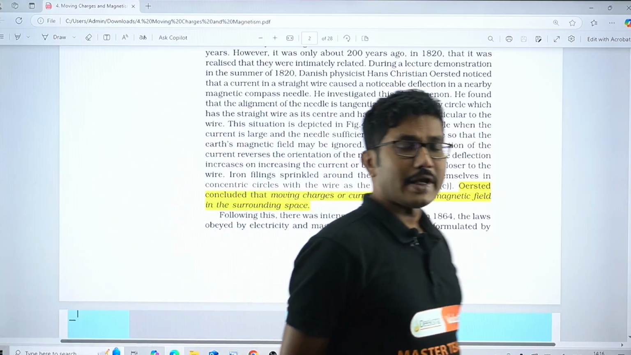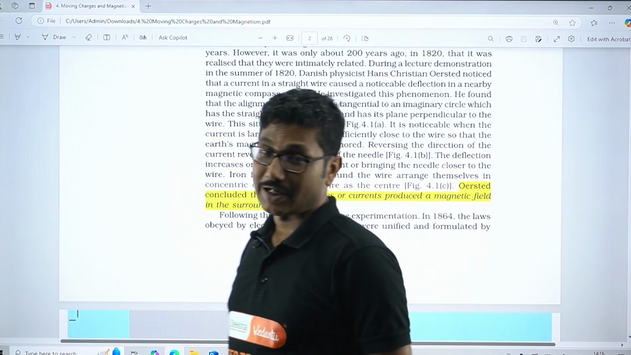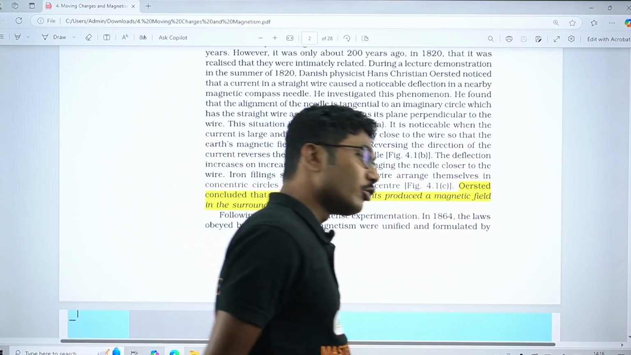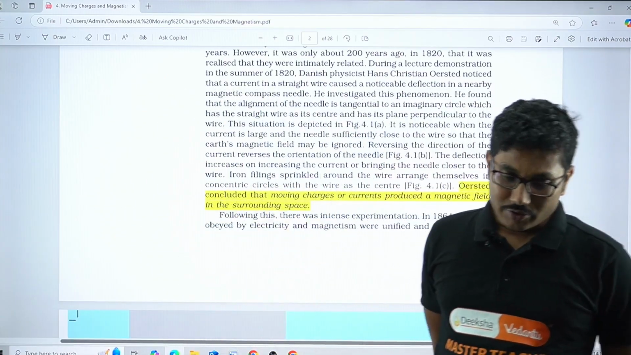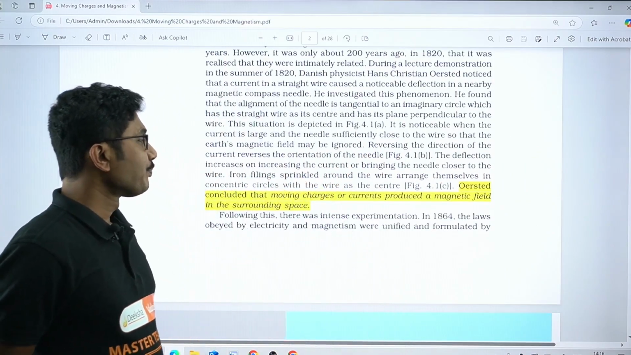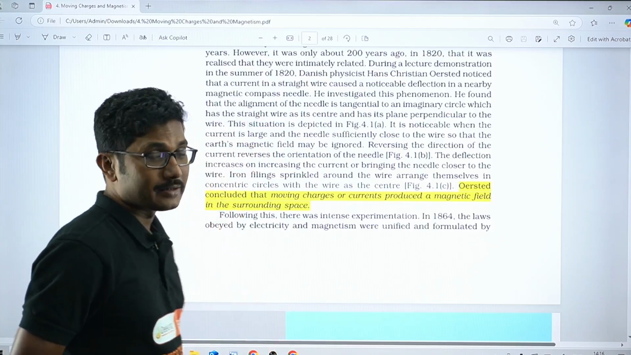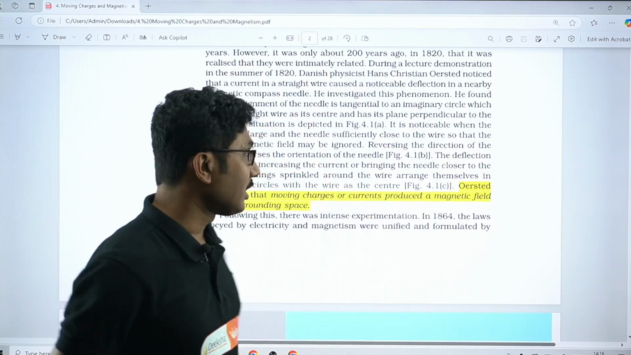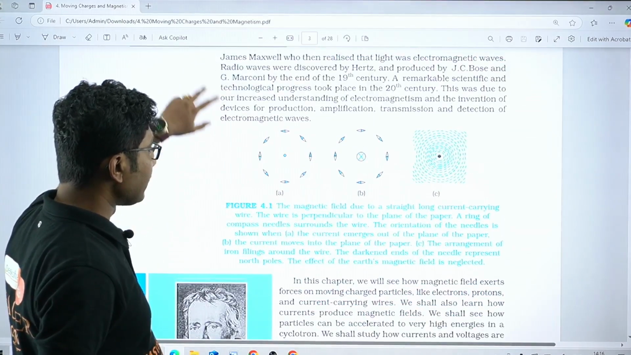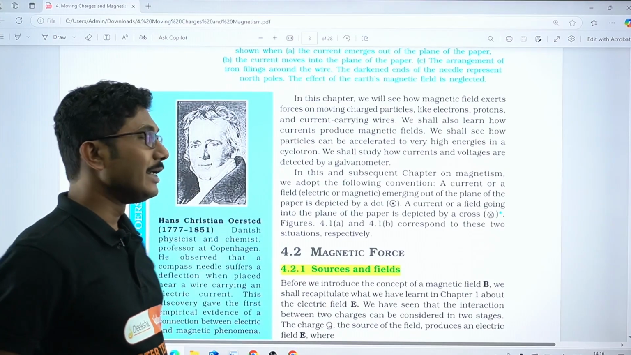So which of the following can produce magnetic field in its surrounding space? A static charge, a current, only moving charges, both moving charges and current. You have to answer: both moving charges and current can produce a magnetic field in its surrounding space. And it was Hans Christian Oersted, the first one who did this experiment and proved that. Some detail about his experiment and his life story is also given here. You can read that if you are interested.